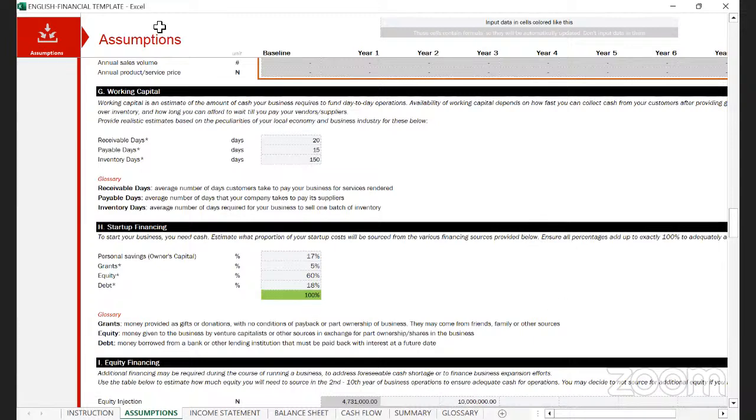Okay, Foco, please help us translate from section G, working capital, startup, and equity, and then debt.